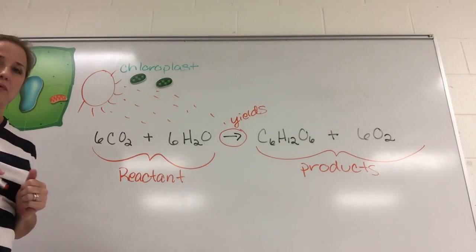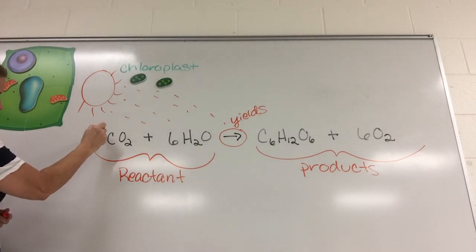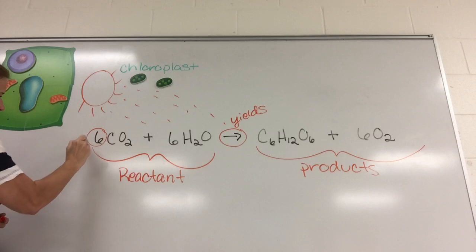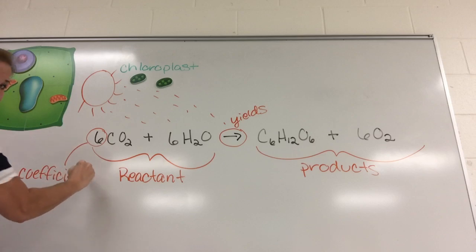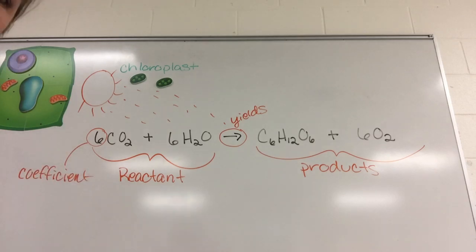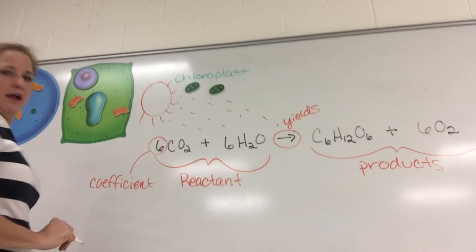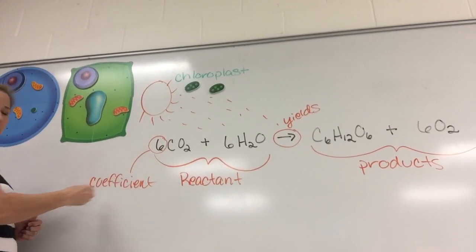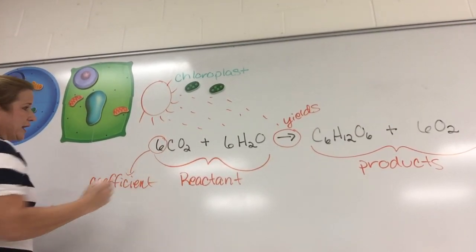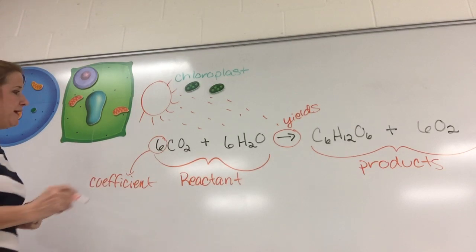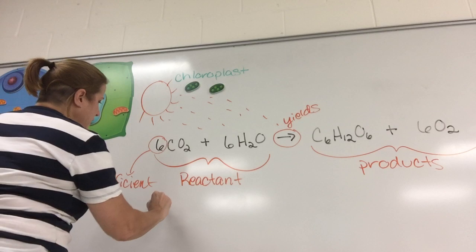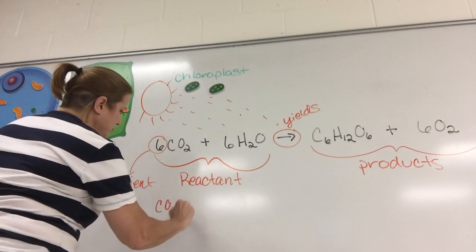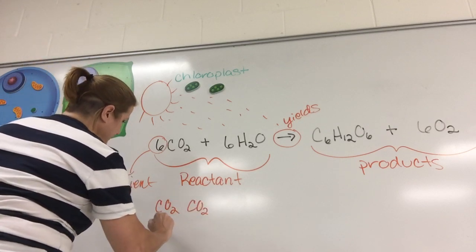Okay, so let's break down what we have. First of all, this 6 is what we call a coefficient. And here, let me turn this so you can see that. Okay, so this 6 is what we call a coefficient. And a coefficient simply means that I have 6 of these molecules. So I could write CO2 6 times.